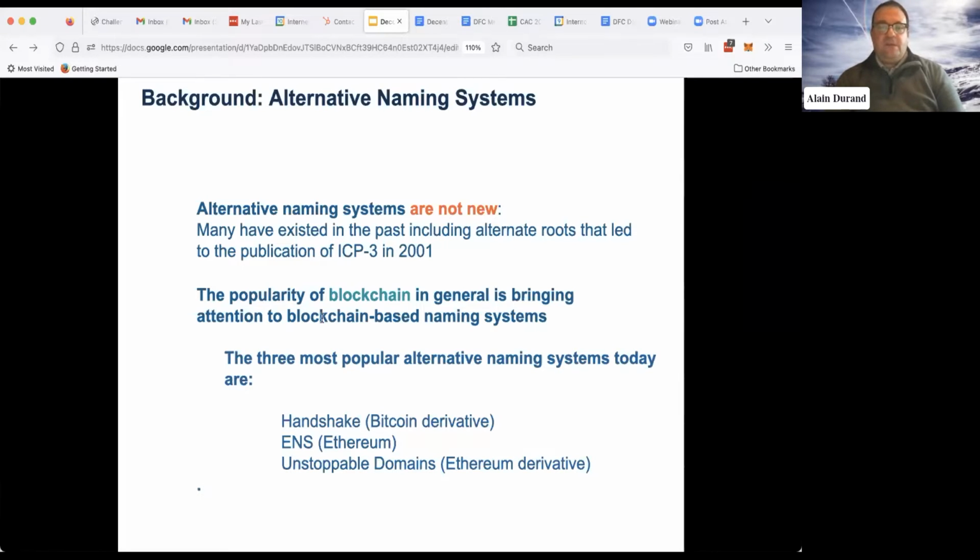So, background: alternative naming systems. This is nothing new. Actually, it even predates the existence of ICANN. Back in the early 2000s and late 1990s, a number of alternate roots were proposed, and each of them had its own namespace. And there was a potential for chaos with those different roots existing.